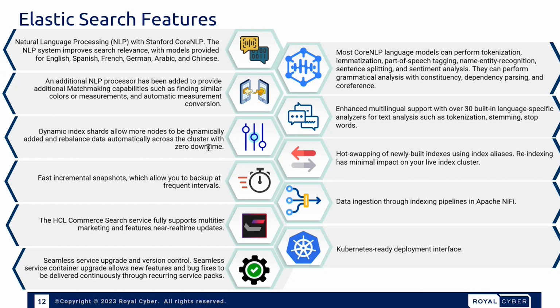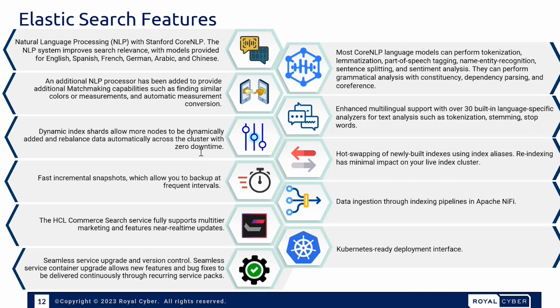Following are the features of the Elasticsearch solution. Natural language processing, or NLP, with standard Core NLP. The NLP system improves search relevance with models provided for English, Spanish, French, German, Arabic, and Chinese. Most Core NLP language models are capable of performing tokenization, lemmatization, part-of-speech tagging, named entity recognition, sentence splitting, and sentiment analysis. They can perform grammatical analysis with constituency, dependency parsing, and co-reference.